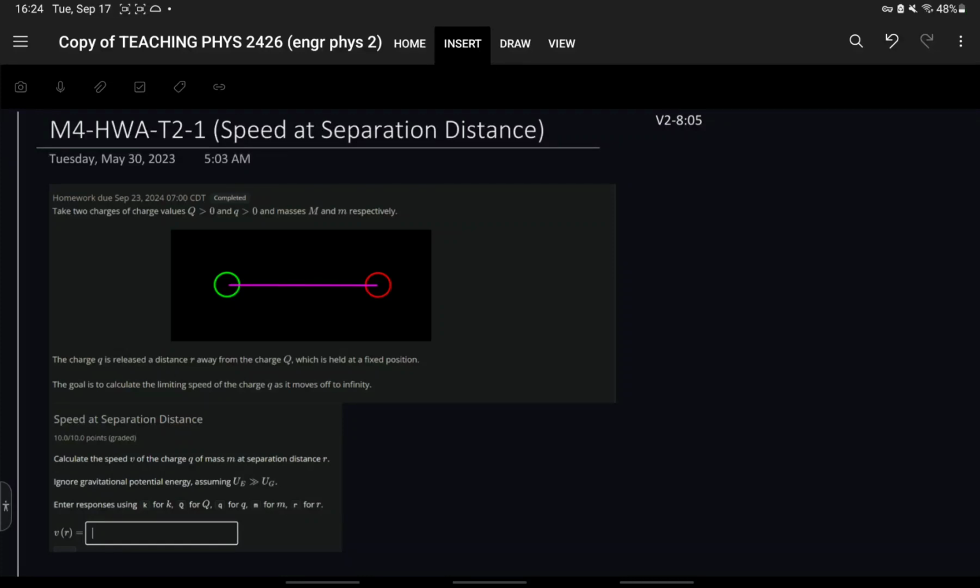Hello everyone, we're looking at Module 4, Homework A, Tab 2, and this is Part 1, Speed at Separation Distance. So this problem involves two charges, where capital Q is greater than 0 and lowercase q is greater than 0, with masses capital M and lowercase m respectively.